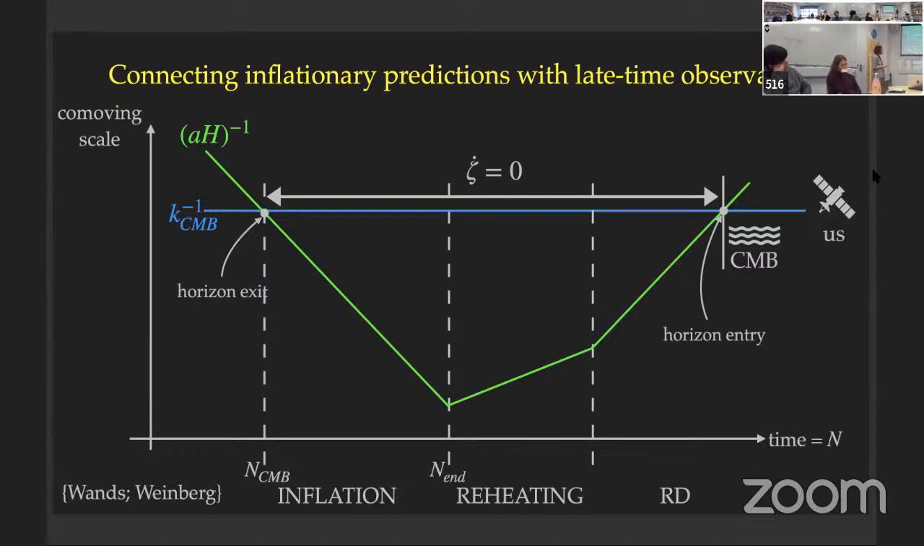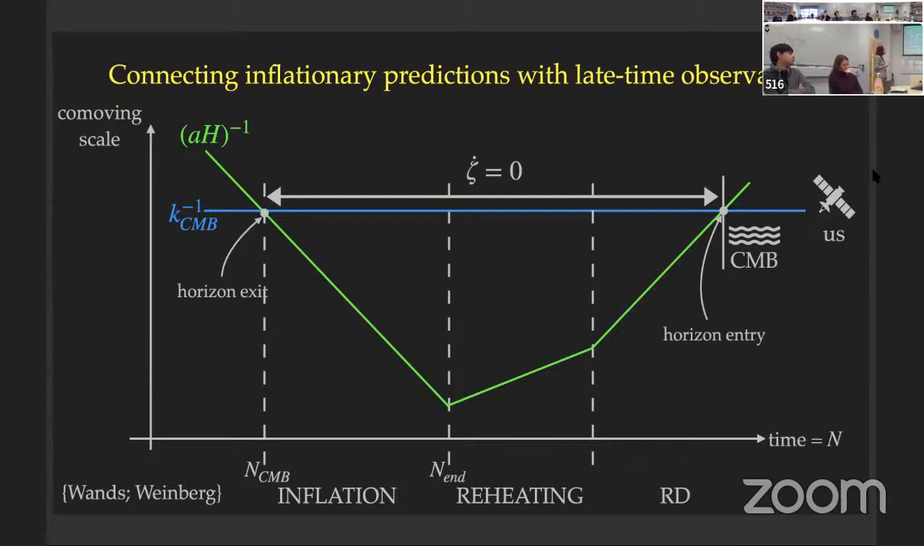First, inflation happens, let's say observable inflation happens between N_CMB and N_end. And N_end signals the end of inflation. Then we have a reheating phase. And then we have the standard hot Big Bang evolution starting with radiation domination. In green, I'm representing the Hubble radius, which is shrinking during inflation and then it grows.